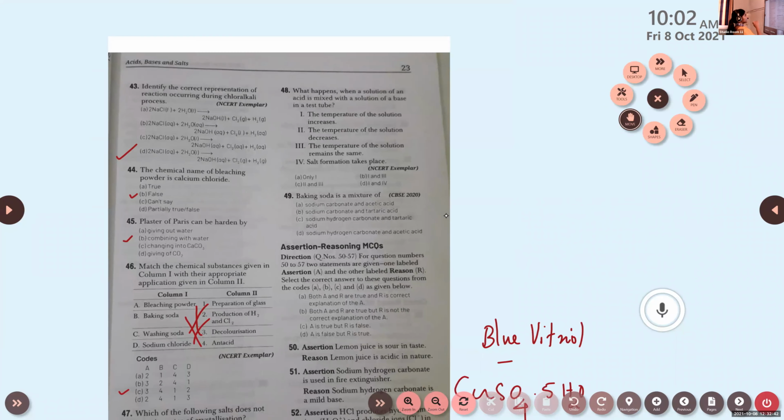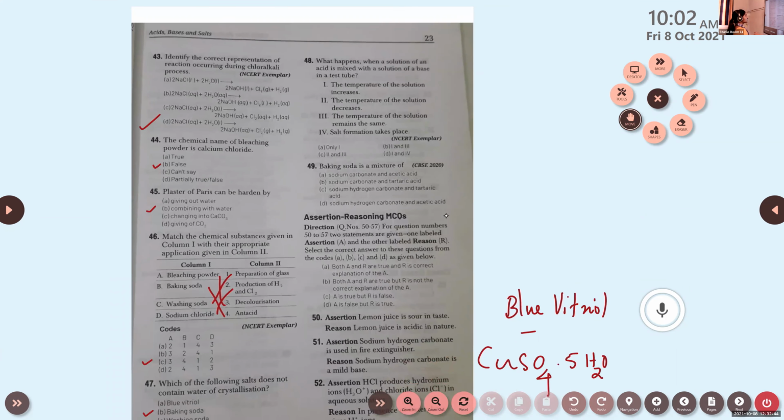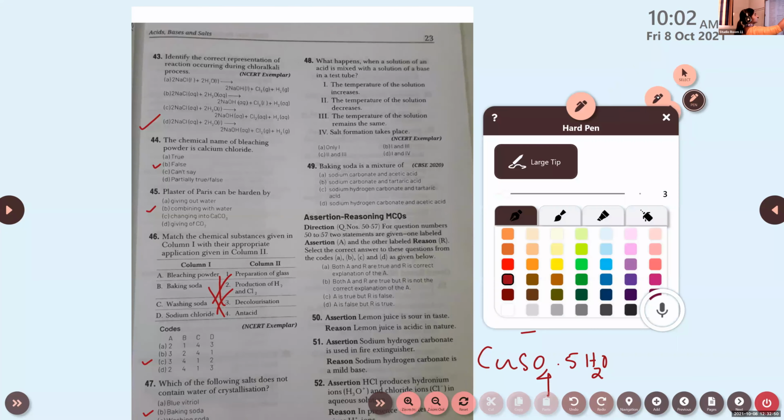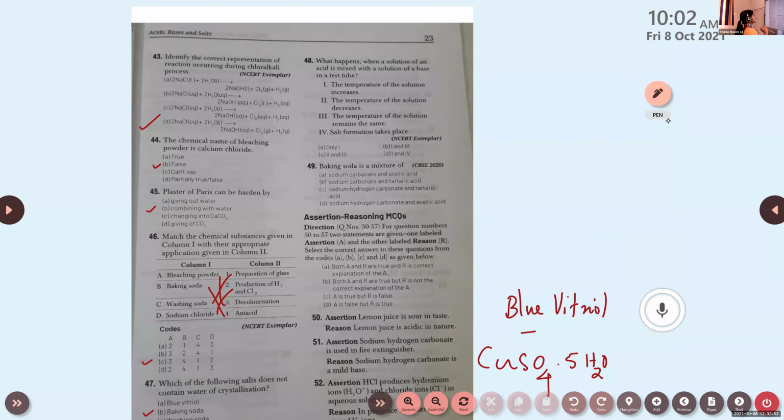Question number 48. What happens when a solution of an acid is mixed with a solution of base in a test tube? 1. The temperature of the solution increases. 2. The temperature of the solution decreases. 3. The temperature of the solution remains the same. 4. Salt formation takes place. Option A, only 1. B, 1 and 3. C, 2 and 3. D, 1 and 4.